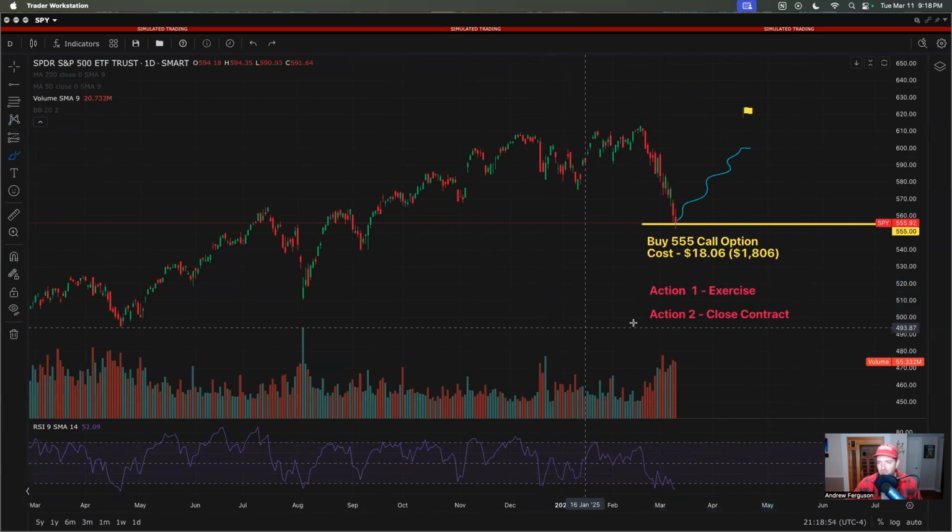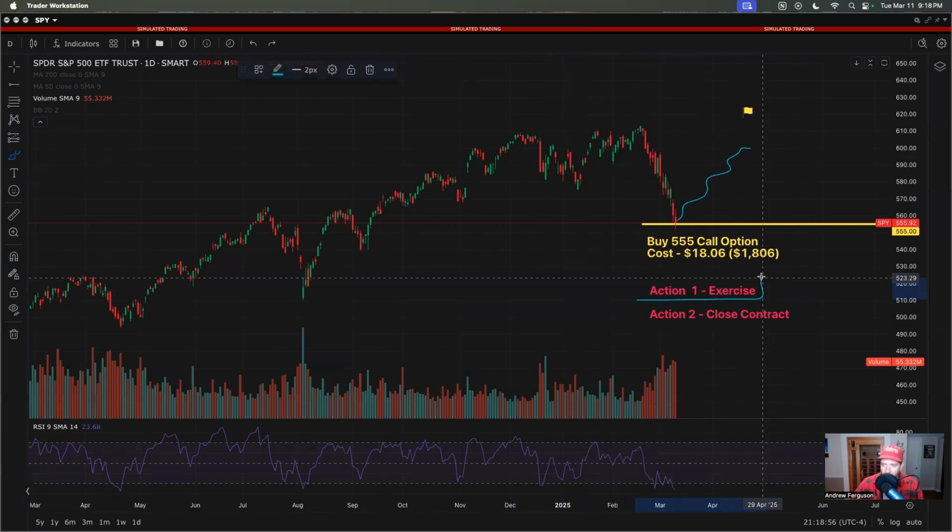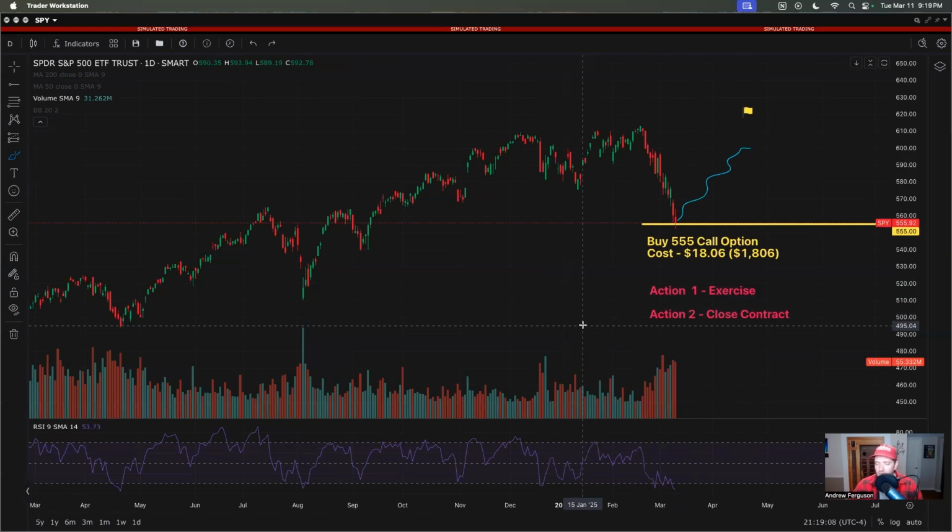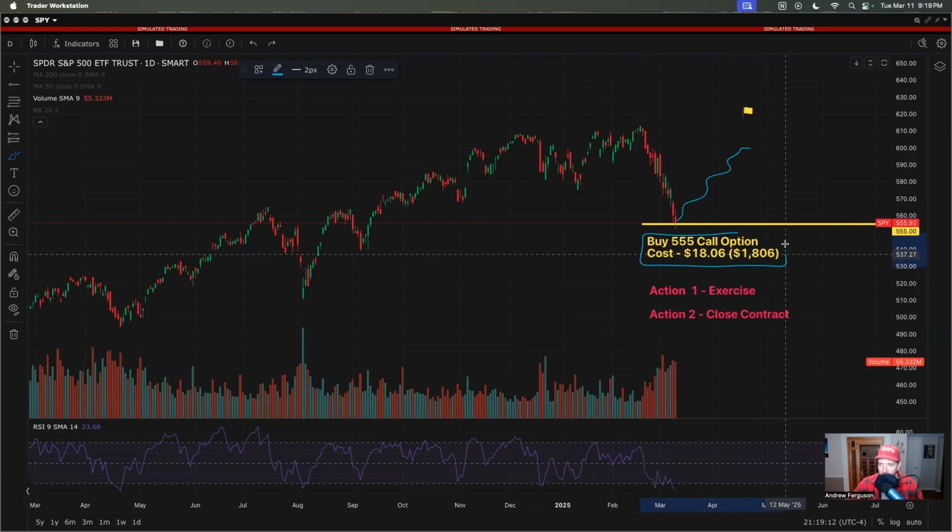And if we go with action number one and exercise the contract, what we're going to be doing is this. You'd go into your portfolio, you'd click on this call option because it'd be showing a nice unrealized profit, and you would go exercise. And what that's going to do is allow you to buy 100 shares at this 555 strike price. And then when they're in your account, you can go ahead and sell them on the open market for $600, giving you a pretty nice lift and a profit around $5,500.